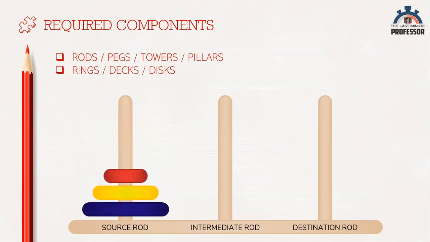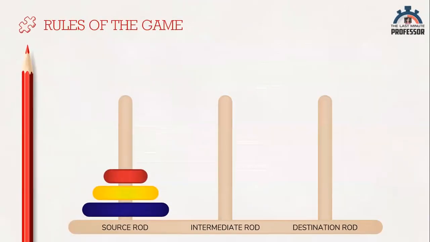Initially, we have three rings arranged in the order of the diameter of rings in the source rod, with the smallest ring at the top of the rod and the largest ring at the bottom of the rod. Intermediate and destination rods will be empty. Our task is to bring the same arrangement of rings in the destination rod.